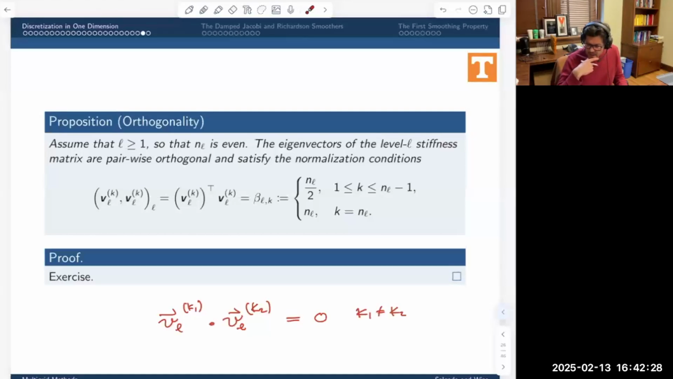Now this is an interesting feature. If you looked at the same calculation done for the standard stiffness matrix in the finite difference case, then the normalization factor was always exactly the same. I forget what it was, maybe N_L or N_L over 2, but there was no dependence on k. And now, because we have a different stiffness matrix, our normalization changes slightly.